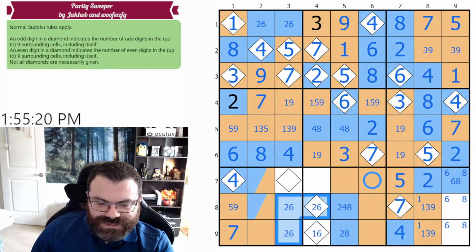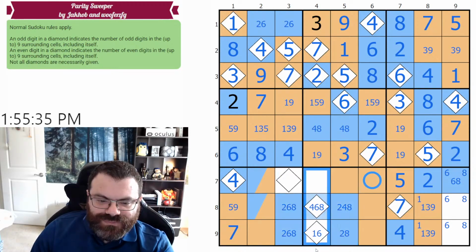So 2, 4, let's just clean it up this way. That can't be 4. That can't be 2. 8 seems excessive here, but not impossible. Actually, 8 is impossible, because 8 would force all 3 of these to be even. That's too many evens for the column, so it's not an 8.